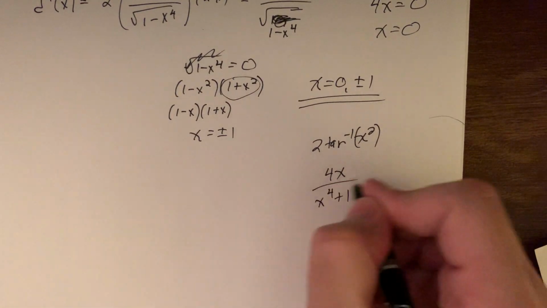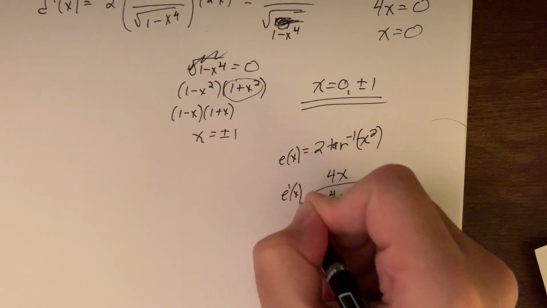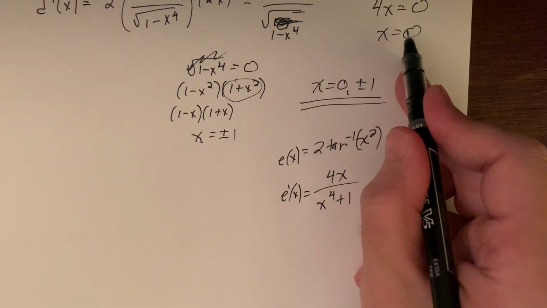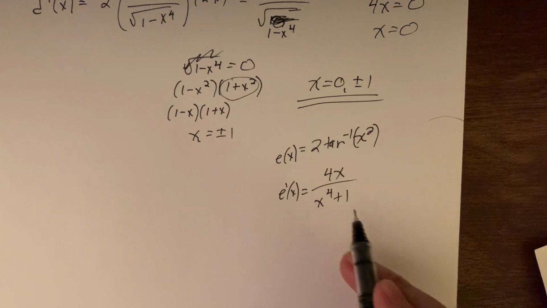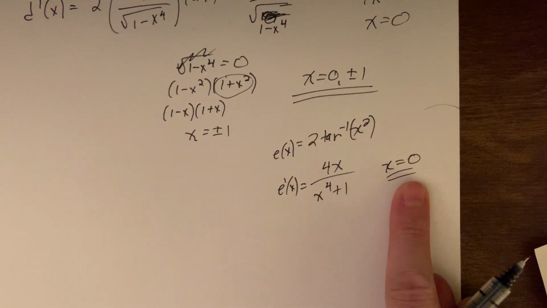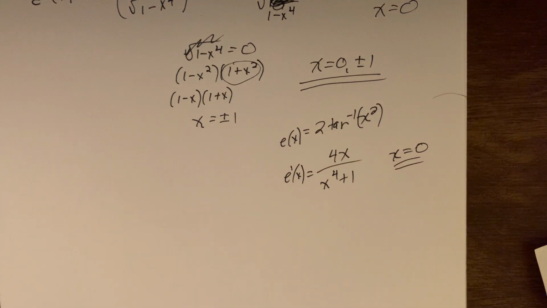Here, let me call this one e of x. So this would be e prime. And you'd still set the top equal to 0 and get 0. But if you set the denominator equal to 0, you get no solution. So this one would only have a critical value of 0. You still want to not forget about the denominator, but just realize that's a coincidence. This problem did not get any extra critical values from that situation.